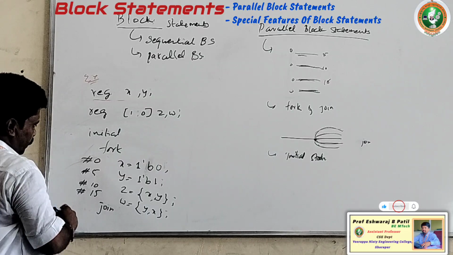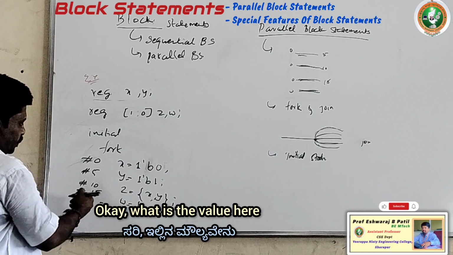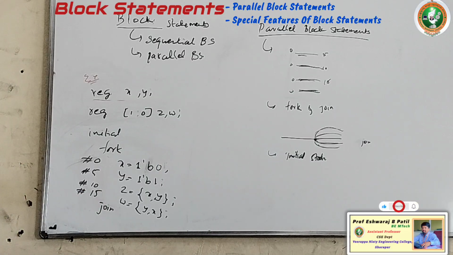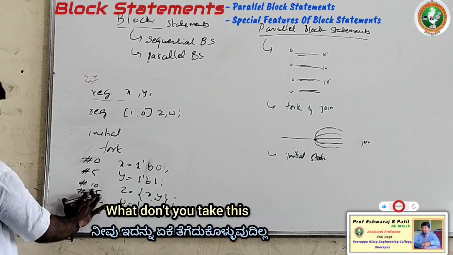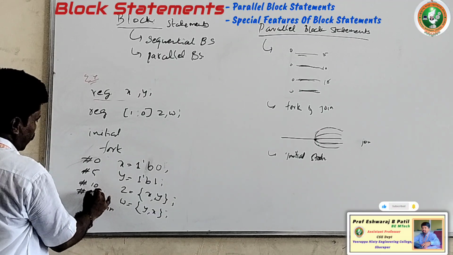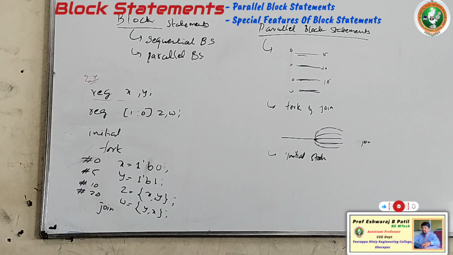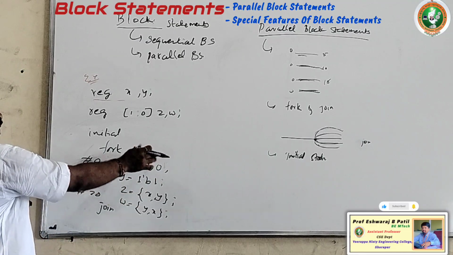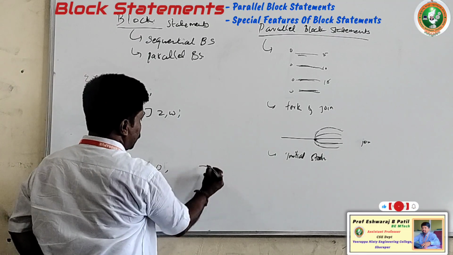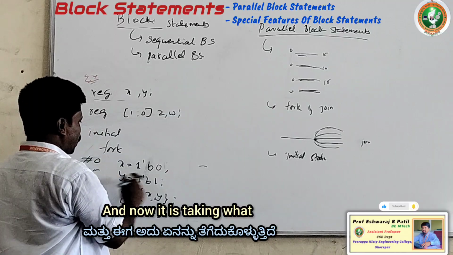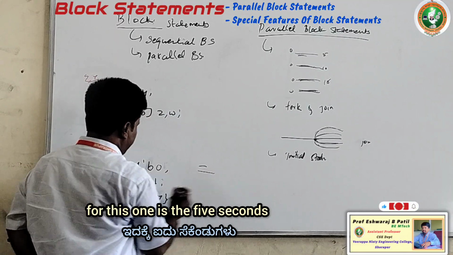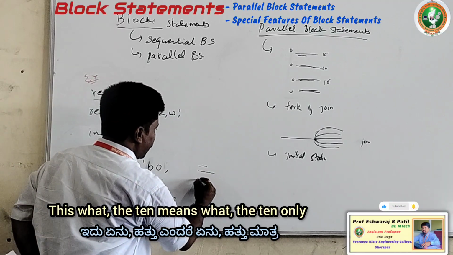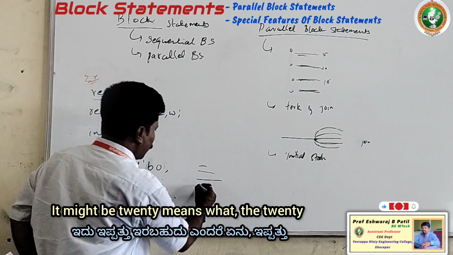Okay, what is the value here? No, 20. What is the value here? Complete. It is taking the same: for 0 seconds, it takes 0 only. Now it is taking 5 seconds for this one. This one is 10 only. This one is 20, which means 20.